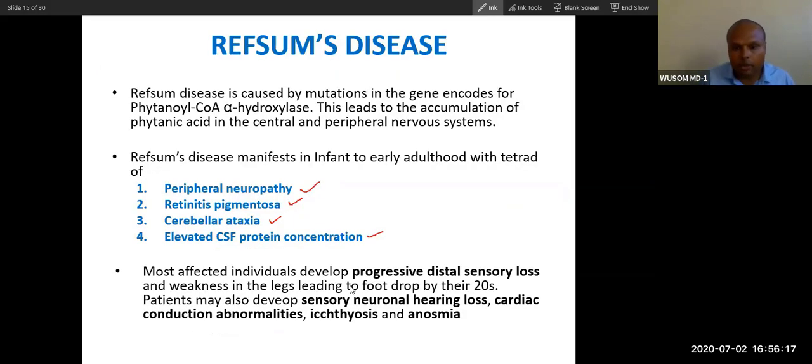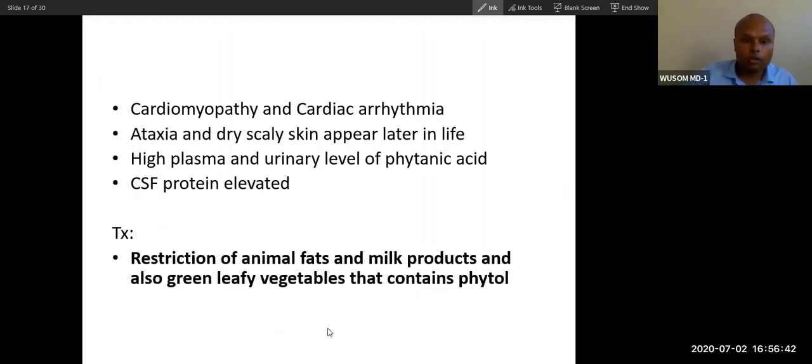And you can see the patient will also have a heart problem because of neuropathy of the autonomic nervous system. The patient can have cardiac conduction abnormality because of a problem in the autonomic nervous system and the nerves and conduction system in the heart. So this is Refsum disease.